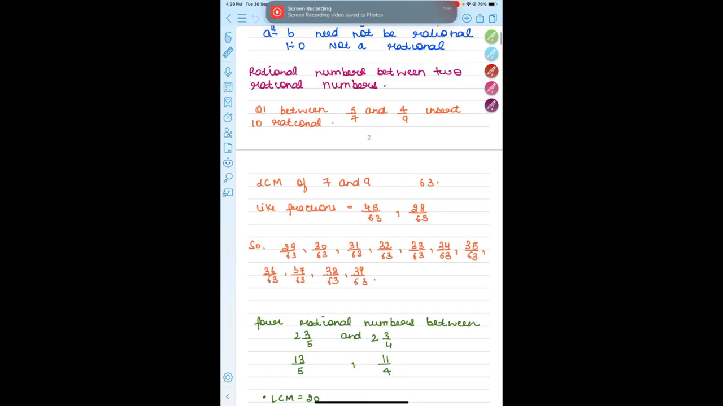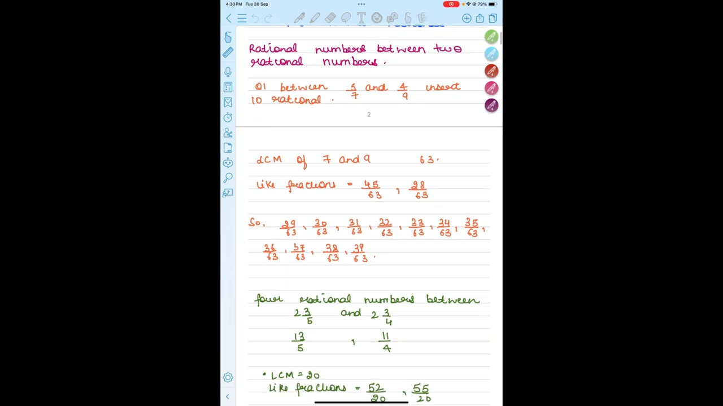Now we have a question where we have to insert 10 rational numbers between two rational numbers. For this, there are some steps which we have to follow. First, we will take the LCM of the two fractions or the two rational numbers which we are given. In our case, it is coming out to be 63. And now we will convert them into like fractions, 45 and 28. Okay, so it is 45 by 63 and 28 by 63.